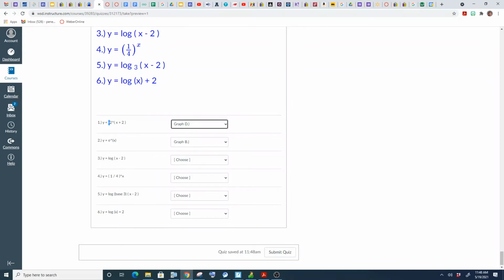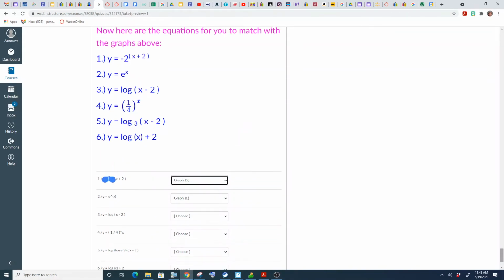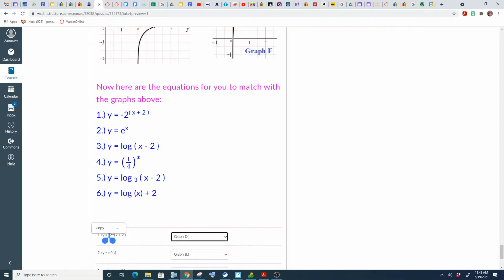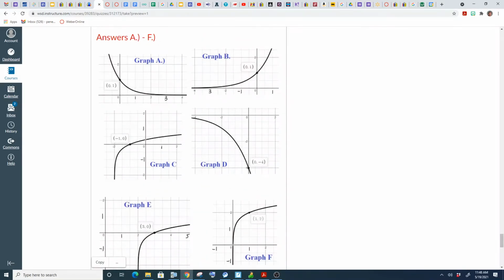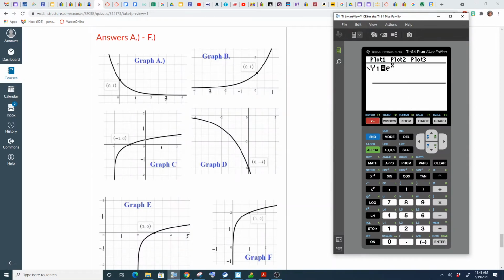Okay, so if you forget how to do logs, you can type those in your calculator. So log of x minus 2. We'll go ahead and type in log of x minus 2 for number 3. Go to y equals and type log of x minus 2, and then graph it. That's actually a shift to the right 2. So instead of starting at (1, 0), you're actually starting at (3, 0).